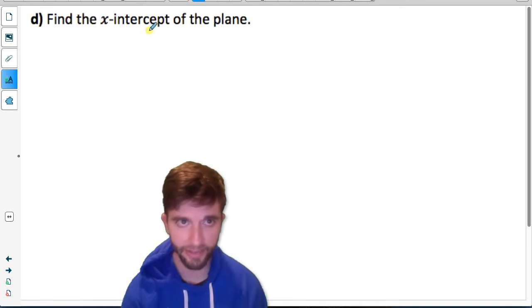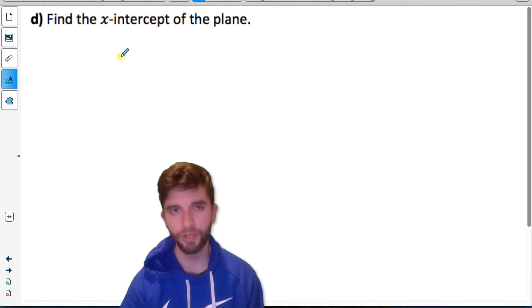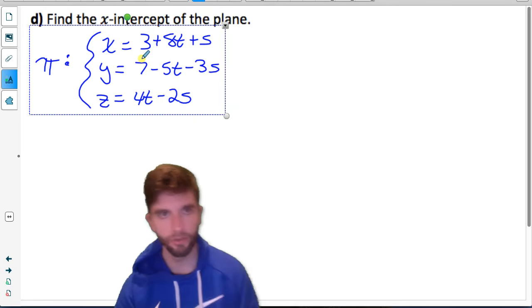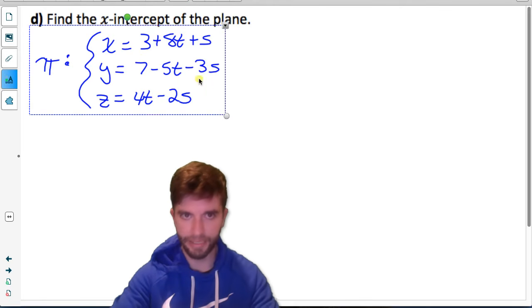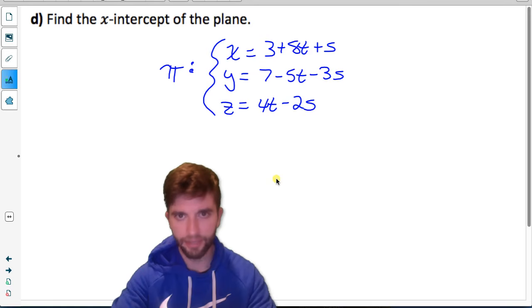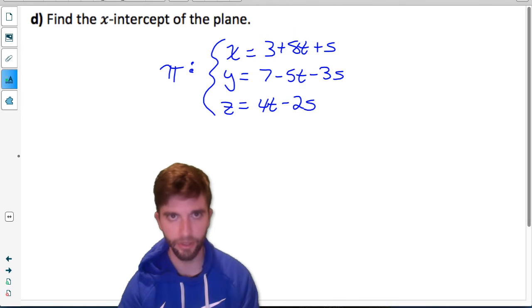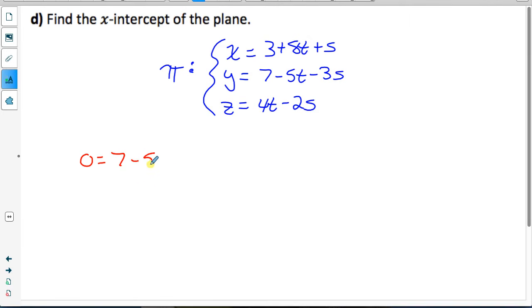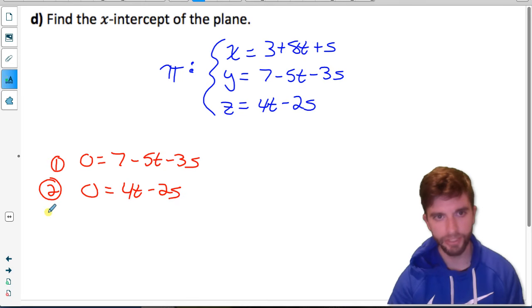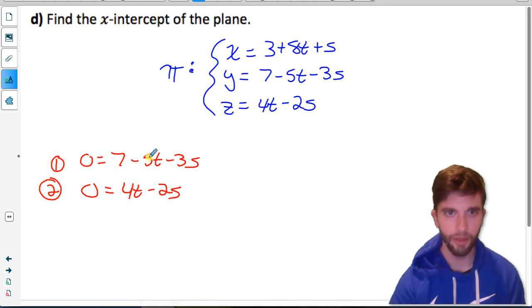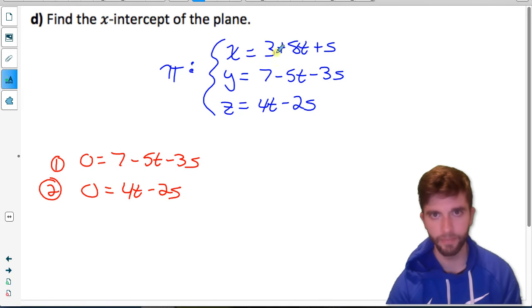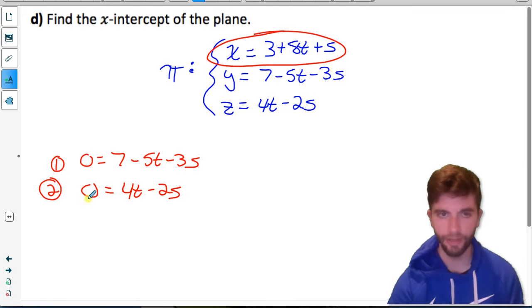D says find the x-intercept of the plane. Well, what do I know about an x-intercept? An x-intercept has a y and a z component of 0. So here are the parametric equations of that plane again. I know the x-intercept has a y and a z of 0. So what I'm going to do is set y and z to 0, and then with these two equations, solve for what values of t and s make those equations true, and then sub those values for t and s back into this here, and then solve for x.